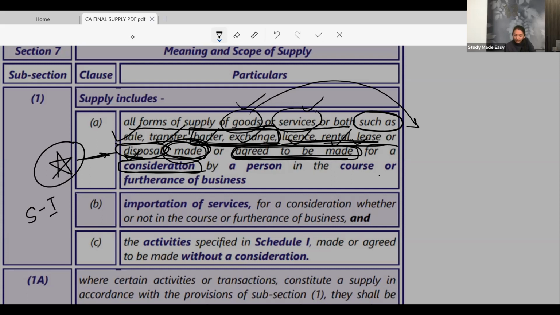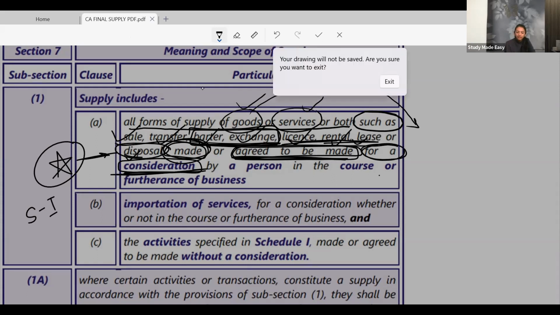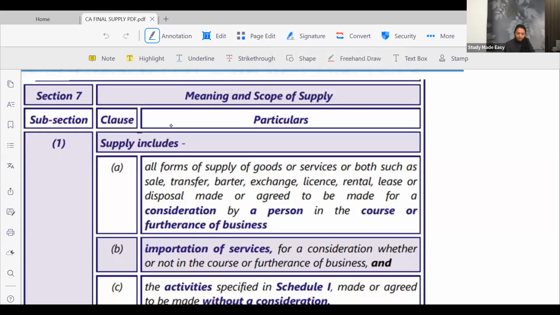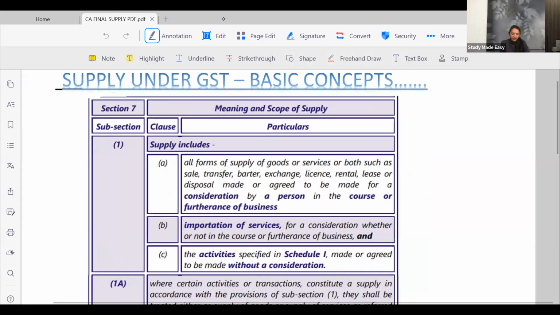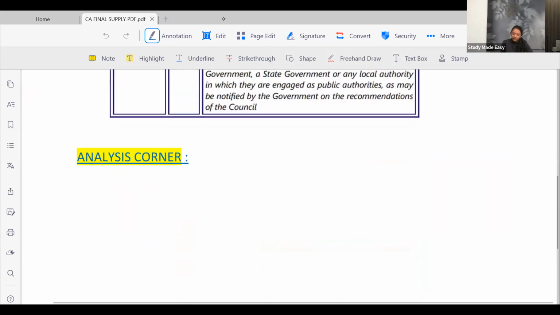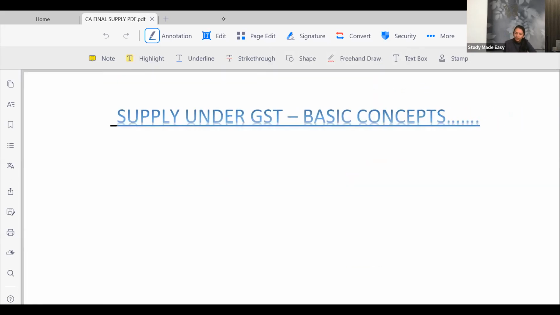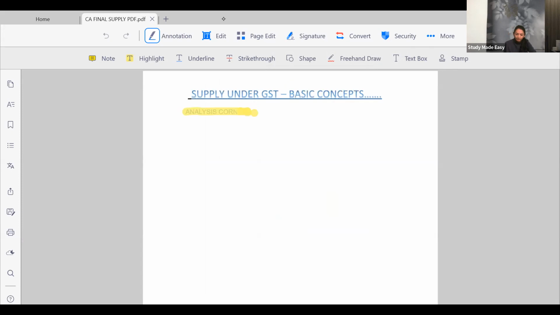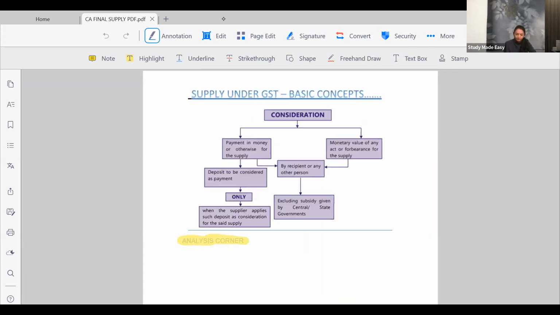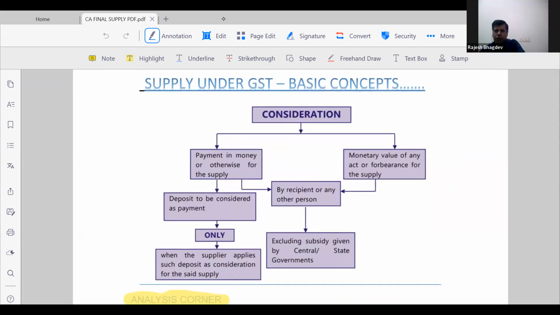But this should be for a consideration. Specifically, this should be for a consideration. Now, for a consideration, what do you understand by consideration? Is it only cash? Could only cash be a consideration? No, ma'am, that could be in kind also.